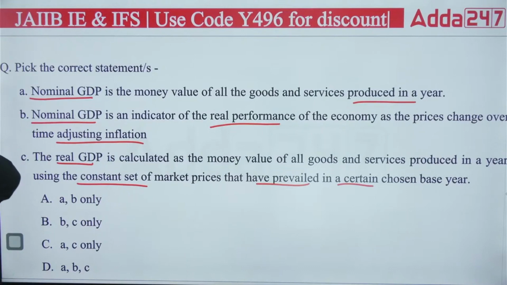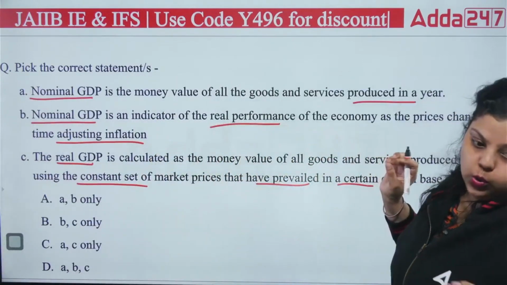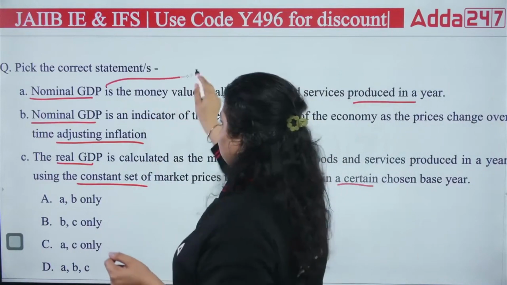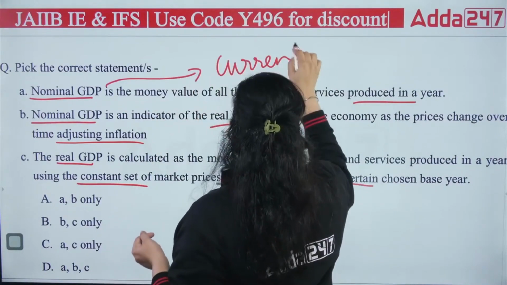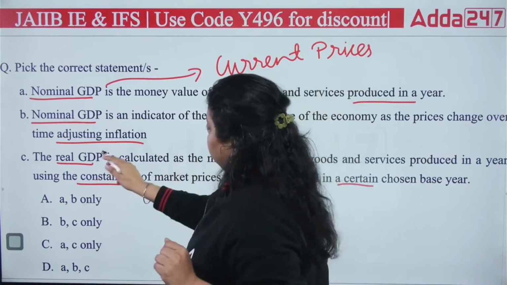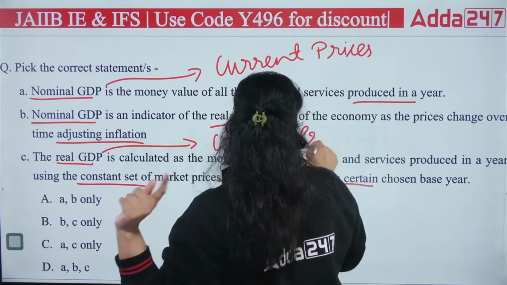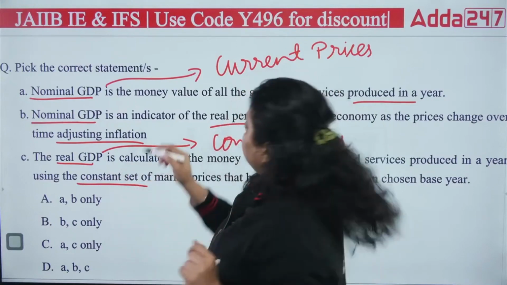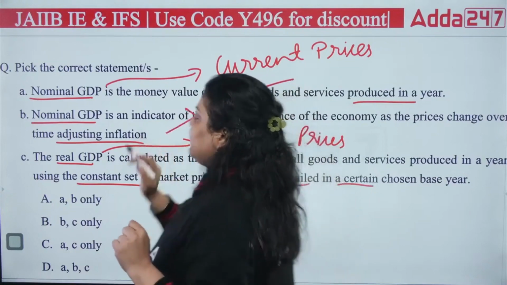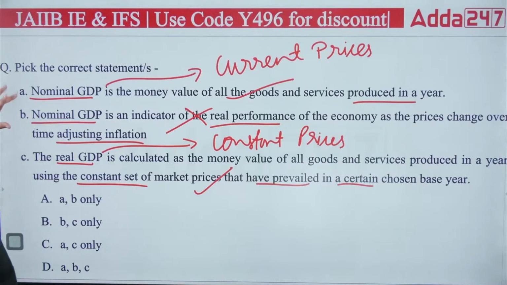I guess it's very easy to answer, because if you have studied the nominal GDP and real GDP, you should know that the nominal GDP will be calculated on the current prices, and without adjusting inflation. Real GDP is calculated on constant prices, while adjusting for inflation. So the first is correct, the third is correct, but not the second one, because second is saying nominal will be adjusted on the inflation. Second is not correct. So A and C are correct. Right answer is C.